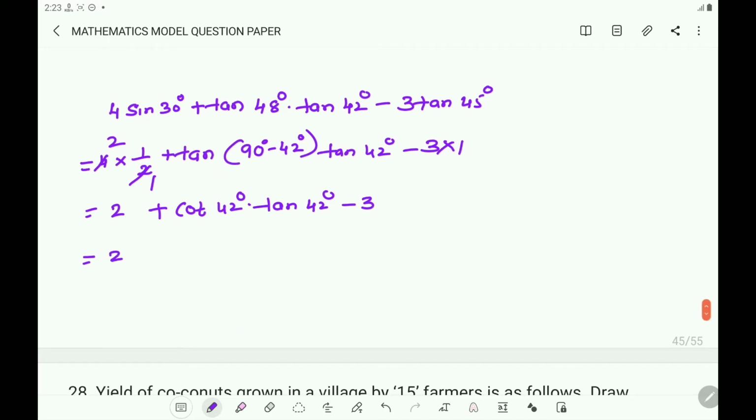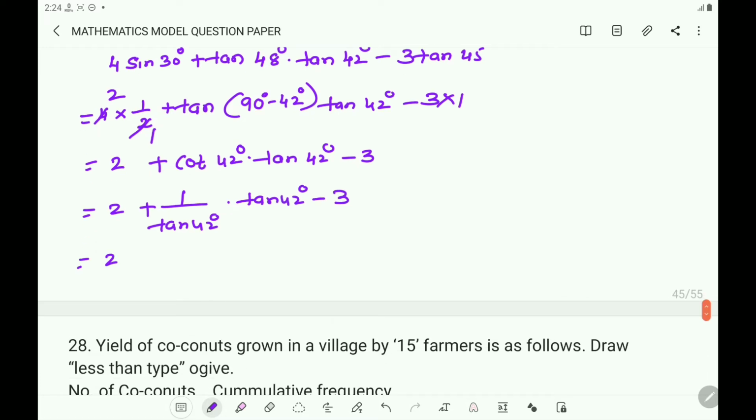That equals 2 plus, cot and tan are the reciprocal of each other. Here cot 42 degree is the reciprocal of tan 42 degree, and tan 42 is the reciprocal of cot 42. So you can write cot 42 degree as 1 by tan 42 degree, into tan 42 degree as it is, minus 3. That equals 2 plus, tan 42 cancels, so it is 1 minus 3. 2 plus 1 is 3, 3 minus 3 equals 0.